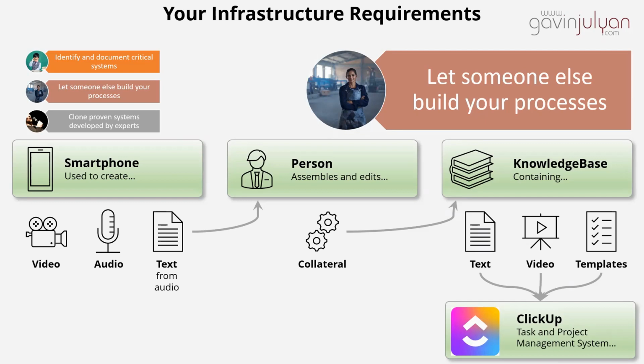Firstly, if you want to record anything, your smartphone's a tremendous tool. You can both record video and audio, and then there are also apps that allow you to convert audio to text, which means that these things are utilized in documentation. So you need to take that information, either in video, audio, and text, or in text form, and give it to a person who assembles and edits this stuff and creates the collateral you need. That collateral should go onto a knowledge base, which obviously contains text, video, and templates. And then that information can be translated into a system.